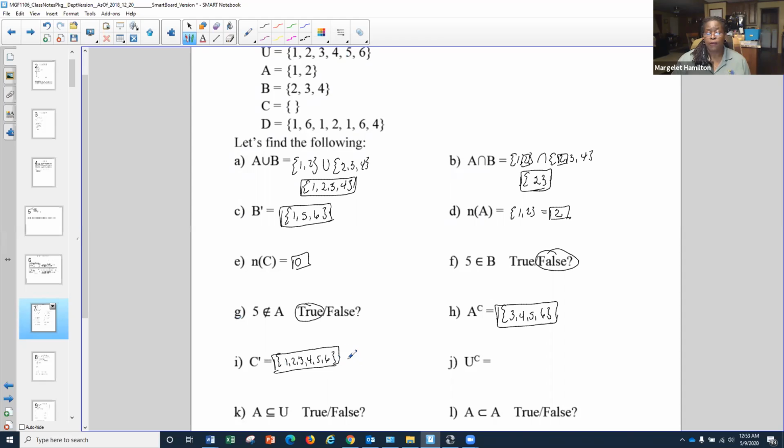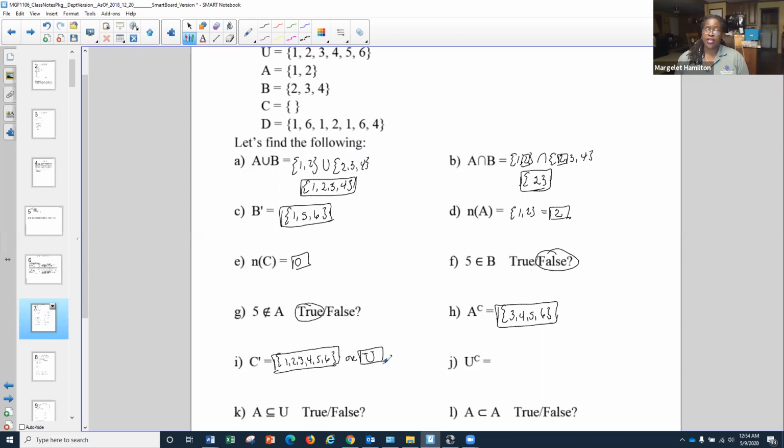Or you could say the universal set. Because since we wrote all the elements in the universal set, then you could say just the universal set. Okay, not in brackets, not in set brackets or anything, because it is a set. The letter represents the set, so just the letter itself.